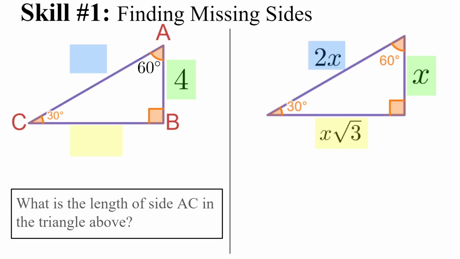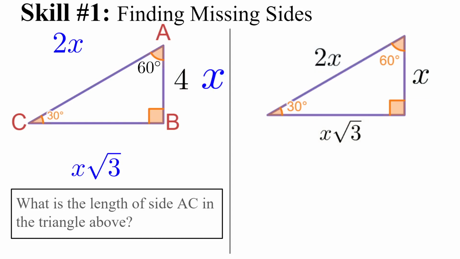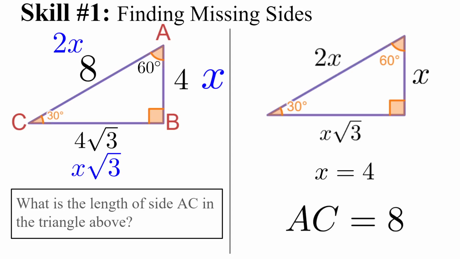So we're now going to put that information on the picture, kind of on the outside. So watch what I do. I'm going to put x root 3 and 2x on my picture in the problem. And now I'm going to put a box around whatever side I have. So in this case, the 4 and the x. And I'm going to write down off to the side x equals 4. I don't need to do anything to solve that. It's already solved. Now I can go in and put x is 4 in for the other sides. So 2x becomes 2 times 4, which is 8. And x root 3 becomes 4 times root 3. So the length of side AC would be 8 for this one.